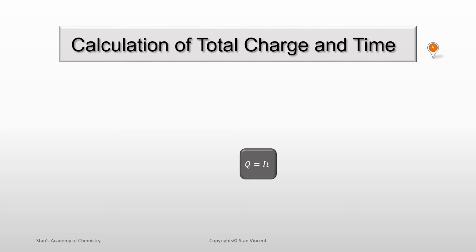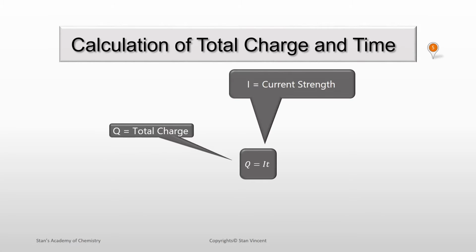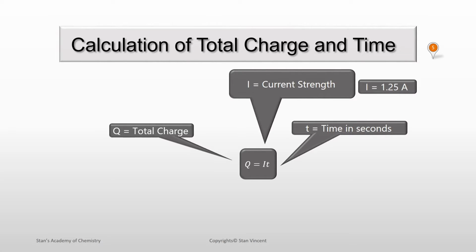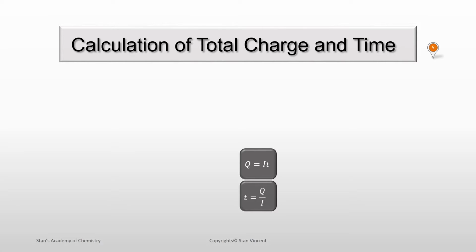The equation that we are going to use is Q equals I T. Q is the charge, I represents the current strength in amperes, which is 1.25 amperes, and the time taken is in seconds. Once we have this equation, we can calculate the total charge. In order to calculate the time taken to deposit 25 grams of chromium, we will rearrange the equation: T equals Q divided by I.